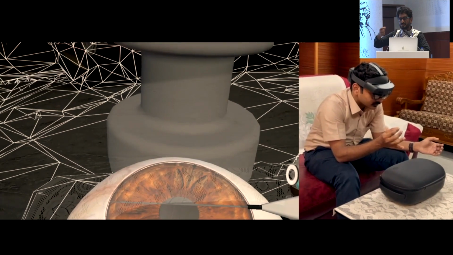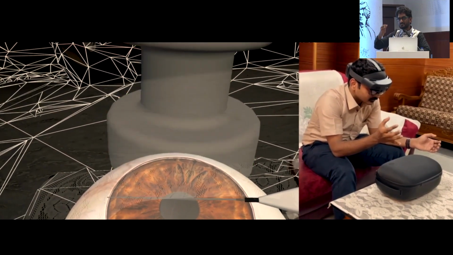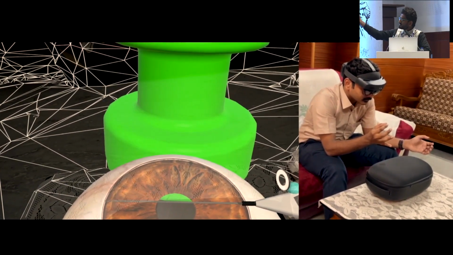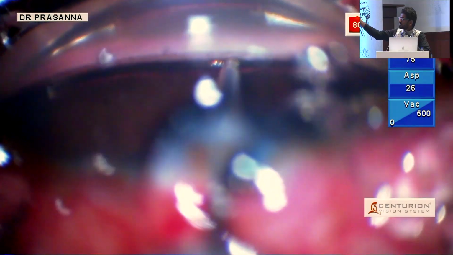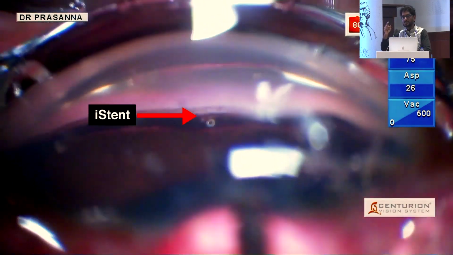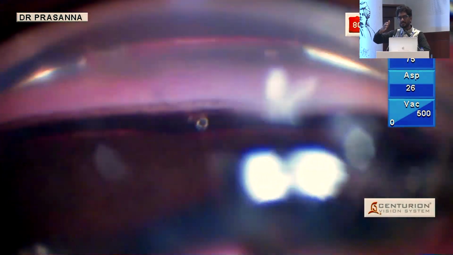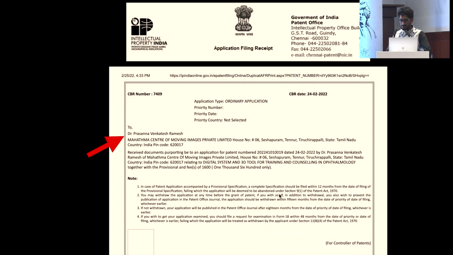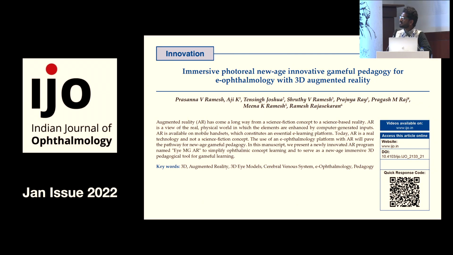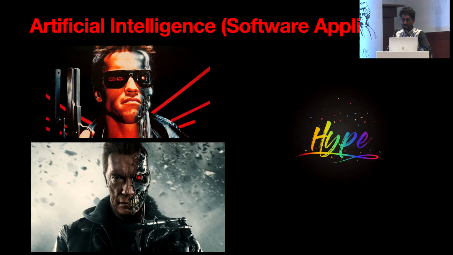So we made MIGS easier because this is three-dimensional spatial orientation. Every time you implant the stent correctly, or when you do a goniotomy or a KDB, it gives you a visual cue that you are doing it right. So you practice more and then enter the real field so that you get it right. We patented this innovation of ours, which is available for HoloLens users as well as for Geo users, and also published the same in IJO.